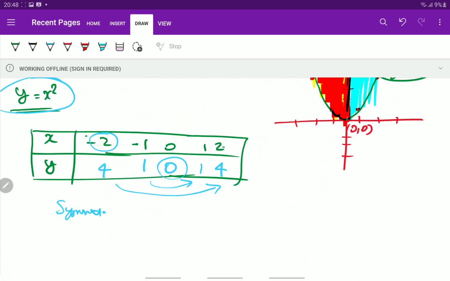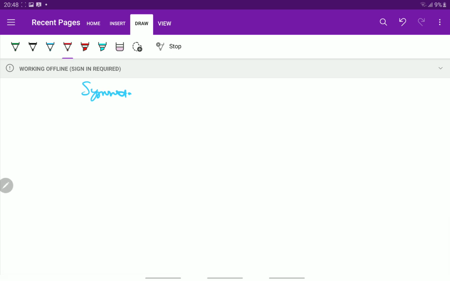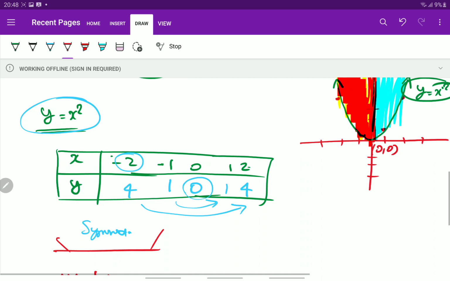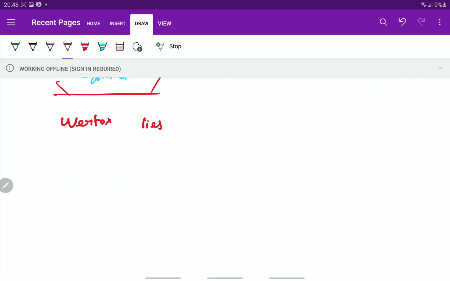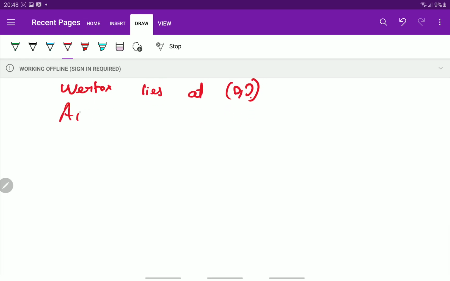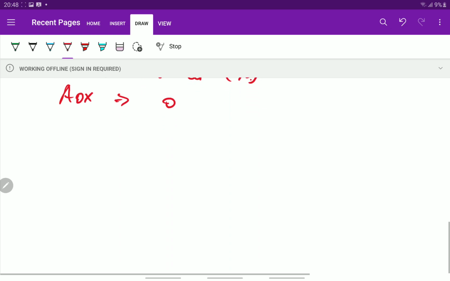All right, now let's move on. So special features of this basic parabola include the fact that its vertex, or this bottom point, or if the parabola is concave down, this top point, lies at 0, 0. The axis of symmetry lies at 0, and this function has both an x and y intercept.